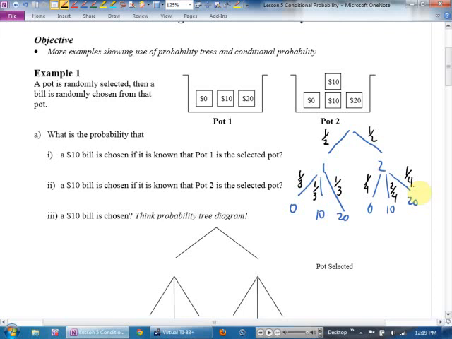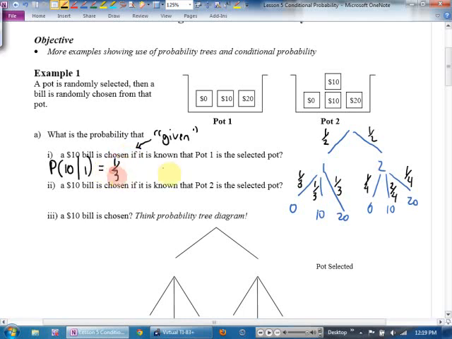What's the probability that a $10 bill is chosen if it's known that pot 1 is the selected pot? Okay, here's what this is saying. "If" is another word for "given that." It's actually saying probability of 10 given we're down 1. That's why I did that generic tree earlier. Can you see which number they're talking about? Which number is sitting in the 10 given 1 branch? 1/3. It's not multiplied down.